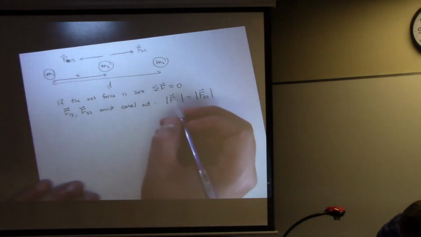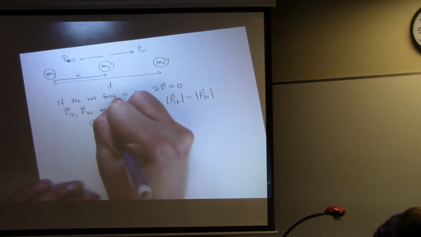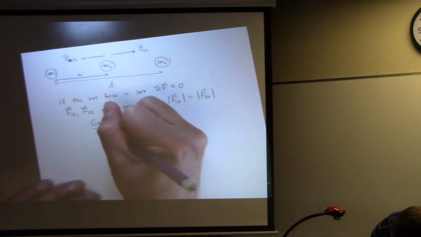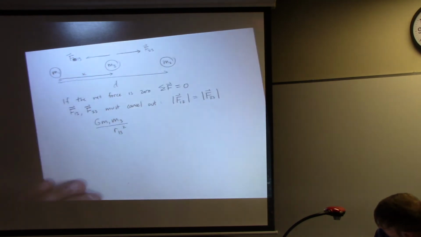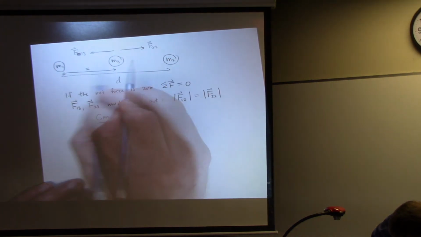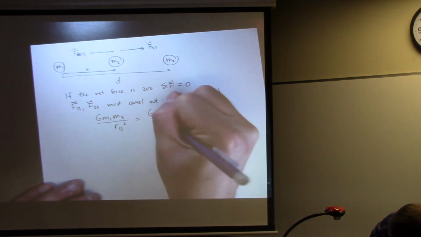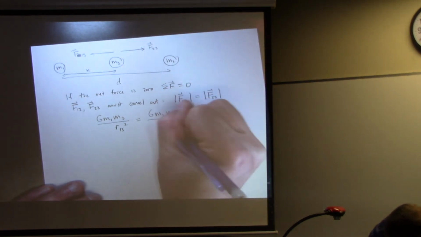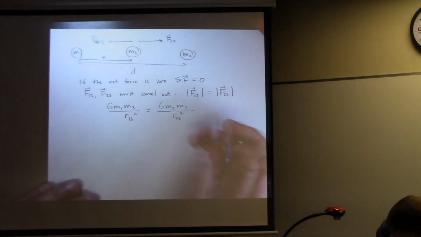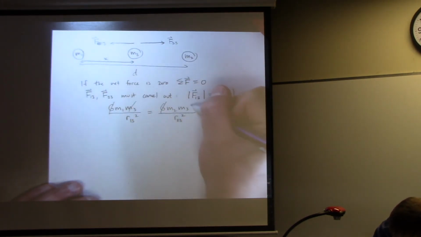Okay, so for F13, I can think of this as G, mass 1, mass 3, those are the two masses, divided by the distance between them, R13 squared. For F23, that's the force between 2 and 3 right here. I'm going to have G times M2 times M3 divided by R23 squared. So I'm just applying the law of universal gravitation to each one of these forces. And let's cancel some things out. G doesn't matter. M3 goes away as well.